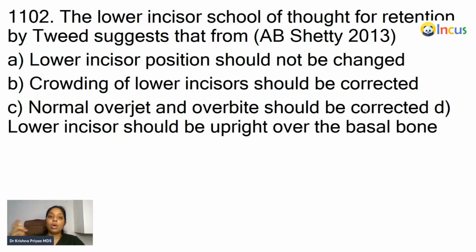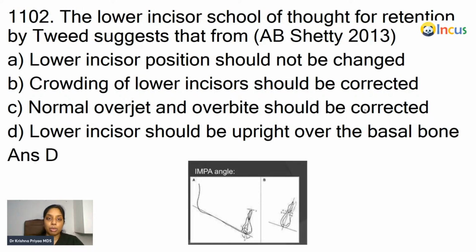The next question is, lower incisor school of thought for retention by Tweed suggests that. As we discussed, four schools of thought are there, and the lower incisor school of thought states: lower incisor position should not be changed, crowding of lower incisors should be corrected, normal overjet and overbite should be corrected, lower incisors should be upright over the basal bone. Only upright over the basal bone is the right answer, because the position of the lower incisor determines the stability of the entire treatment. So don't take the first option which says should not be changed. No, we have to change it in such a way that it is upright on the basal bone. That is the school of thought.